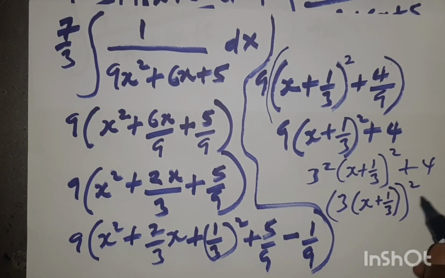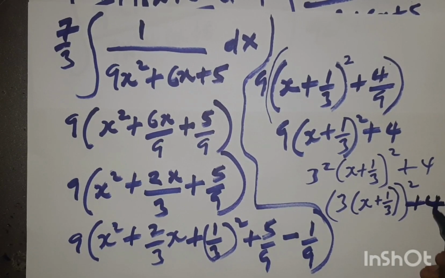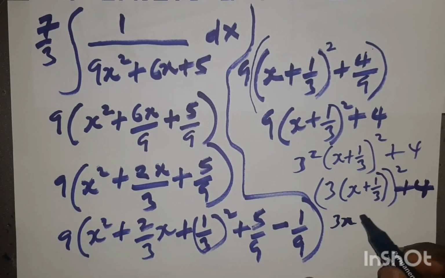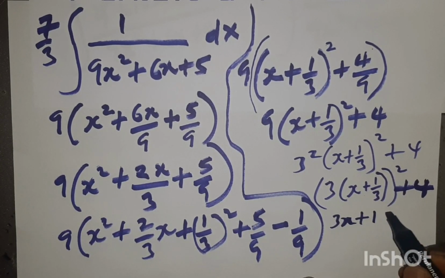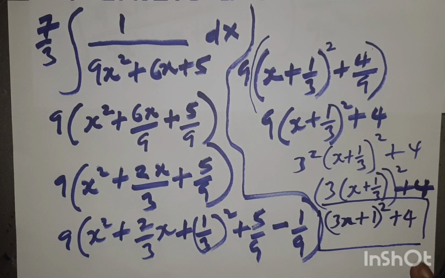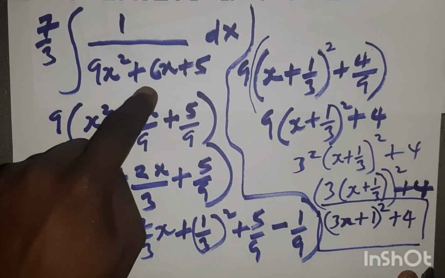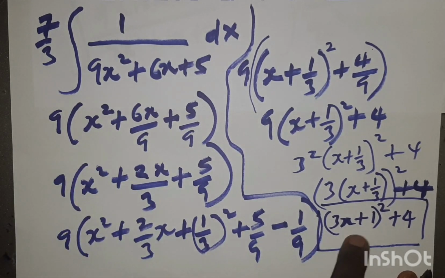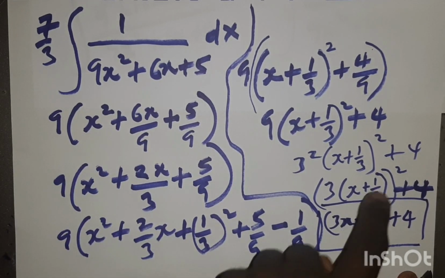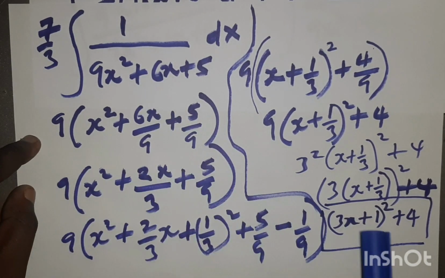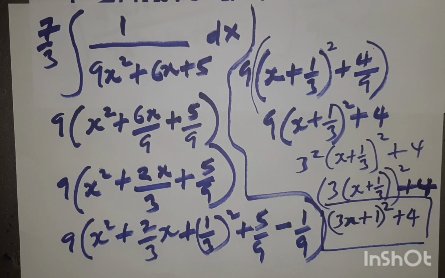So opening, this is plus 4, then opening the bracket, 3 times x is 3x, plus times plus is plus, 3 times 1/3 is 1. Then I still have my square outside, then plus 4. So this is what I get after completing the square for this value here. We got (3x plus 1) all squared plus 4. So now we can replace this value with this one and finally integrate.